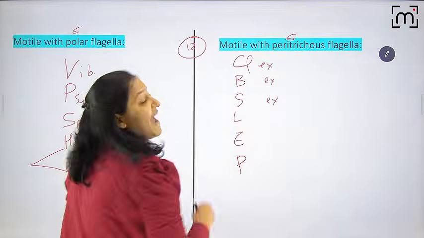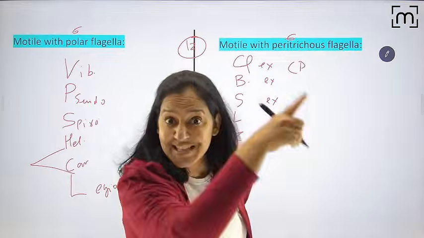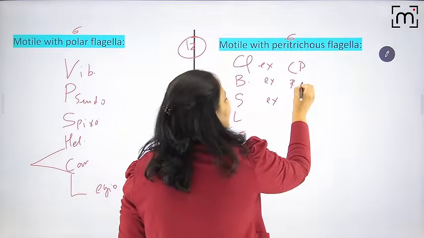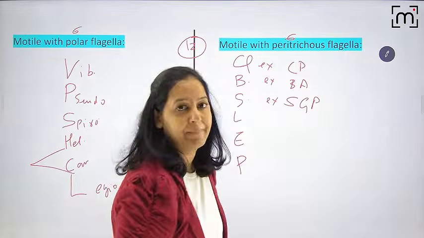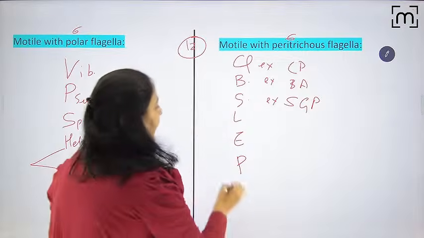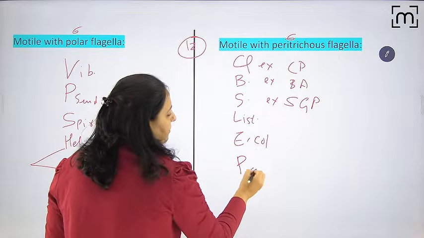All Clostridium except the Raja, perfringens. All Bacillus except the Raja, Anthracis. All Salmonella except Salmonella Gallinarum Pullorum. L for Listeria, E for E. coli, and P for Proteus.